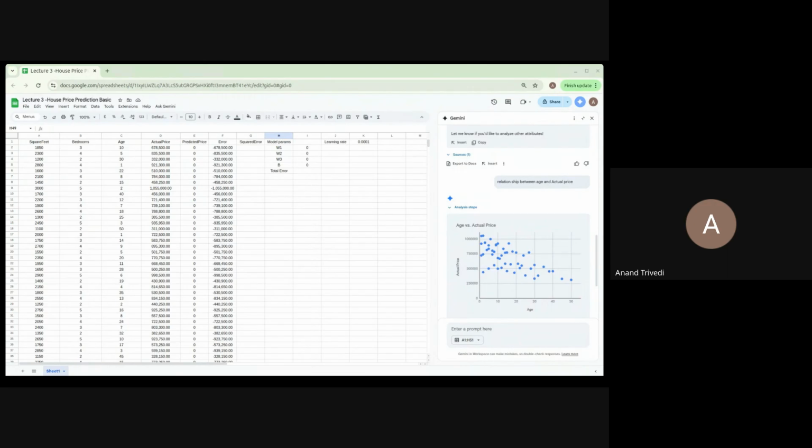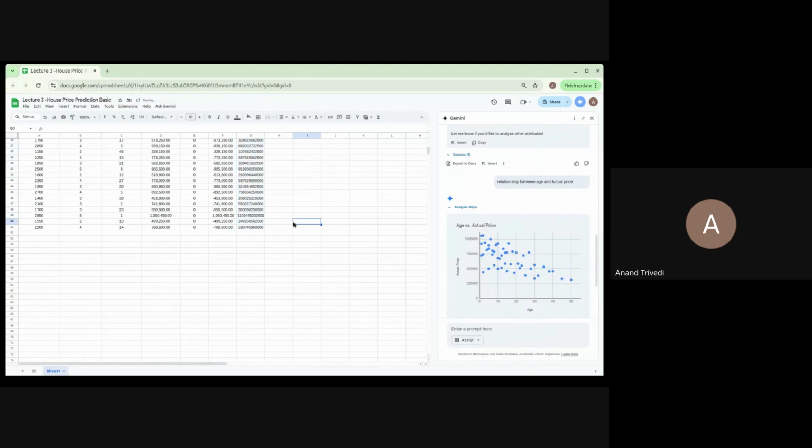Then squared error, I am just trying to square my error, right? In the sense I'm trying to penalize it more. It is basically going to be F2 raised to the power 2, right? And that's it. I'm done. Obviously, two huge values as of now.